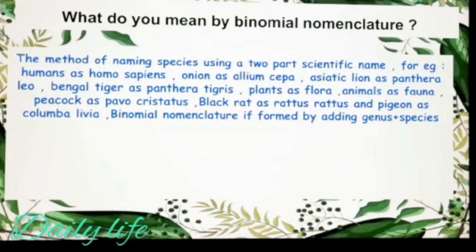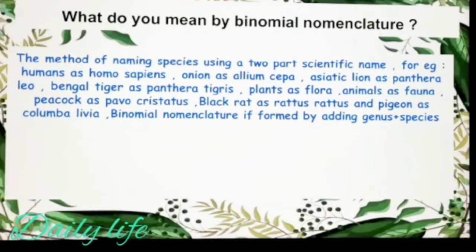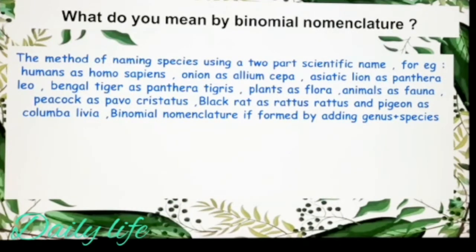Binomial nomenclature is formed by adding genus plus species. I think you must have understood it. Genus and species. If we add both, then we get binomial nomenclature. You must have noticed that each scientific name of a creature or organism has two words, right? For example, Homo sapiens is the scientific name for humans, right? It has two names. So that is what it is. Now let's go to the next one.